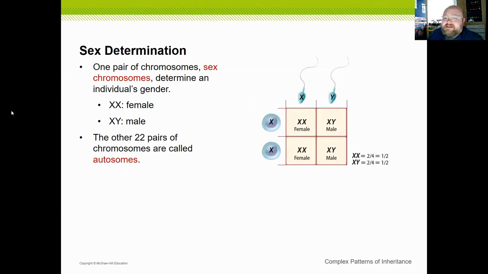And then we have what's called sex determination. One pair of chromosomes, the sex chromosomes, determine an individual's biological gender. In females, it's XX. In males, it's XY. And the other 22 pairs of chromosomes, we call those autosomes. So each human has 23 pairs. 22 of those pairs are autosomes. One of those pairs is your sex chromosomes.